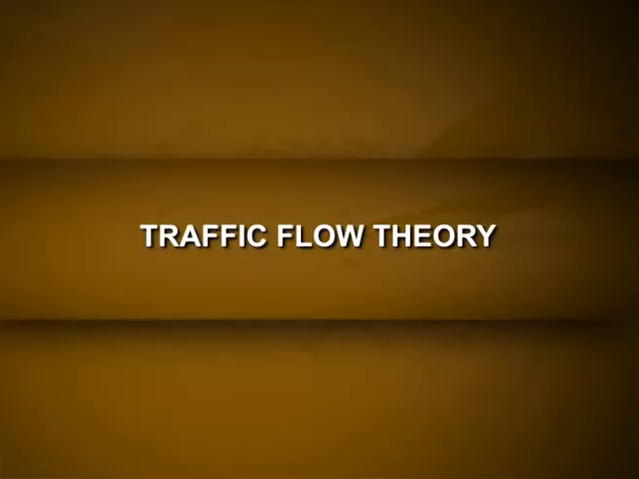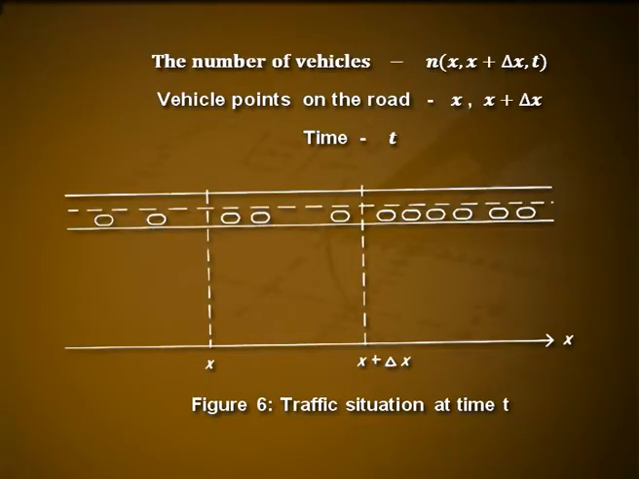Traffic flow theory. Let us derive the basic conservation equation for traffic flow. We consider the flow of vehicles on a long road where the features of the flow we wish to calculate, such as bottlenecks etc., are long compared with the average distances between the vehicles. Let n of x, x plus delta x, t denote the number of vehicles between point x and point x plus delta x on the road at time t. See figure 6.